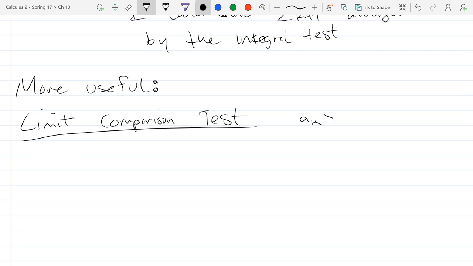So we need aK to be not just non-negative, actually it has to be positive, so it can't be zero. And we need our bK to have the same property, that all the bKs are more than zero. And this is for all k.